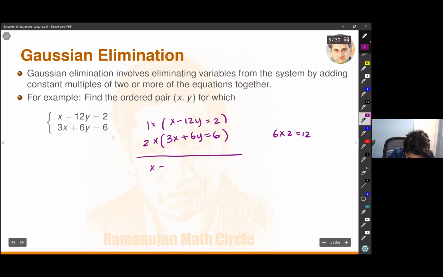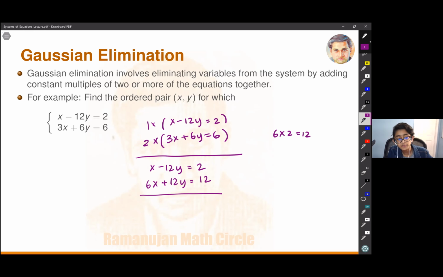So x minus 12y is equal to 2. That stays the same since you're multiplying the entire thing by 1. And then you get 6x plus 12y is equal to 12. Okay, so that's relatively straightforward. Now we realize that if you add the two equations, you get rid of essentially the y. So let's add the two equations together.